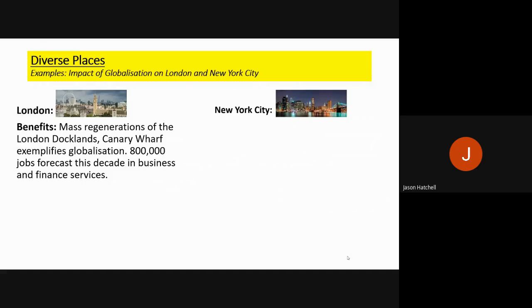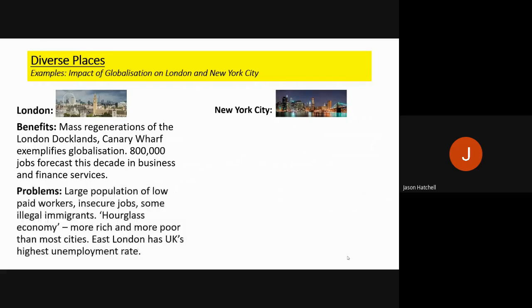There are 800,000 jobs forecast this decade up to 2030 in business and finance services, mainly in the London Docklands and Canary Wharf as well. But there are some problems. There is a large population of low-paid workers in London, in insecure jobs, and some illegal immigrants as well. There is what's called an hourglass economy in London. So there are more rich and more poor than most cities around the world. So there is a large divide between the rich and the poor in London, and East London has the UK's highest unemployment rate.